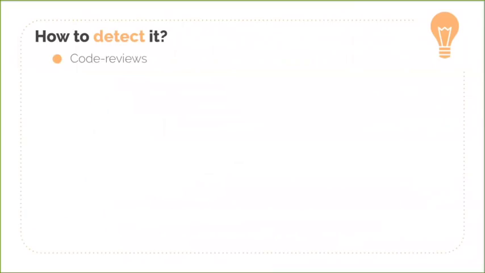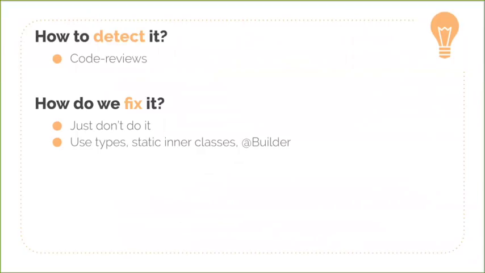So we detect this again with code reviews. So if you see some code that passes params to the service, talk to that colleague, ask why, because there should be another option to do this. And to fix it, just don't do it. If you think that you need to pass params to the service, don't do it and think twice. So the first thing is, for example, using types. So write types in the method signature instead of just defining params.